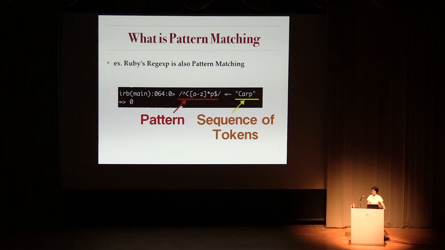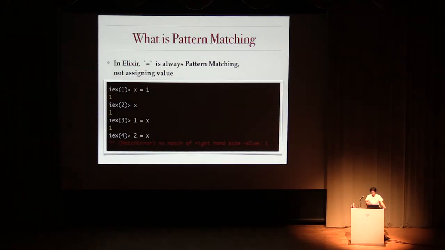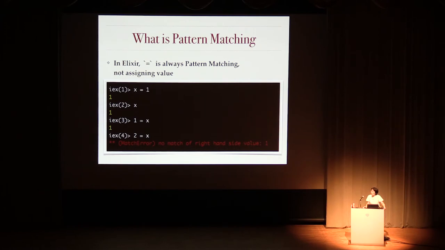And I will introduce Elixir's pattern matching. Elixir is a functional programming language working on the Erlang VM. Elixir's grammar is influenced by Ruby, and it has a very powerful pattern matching system. I love it. In Elixir, equal is always pattern matching, not assigning a value. This is the behavior in IEx. IEx of Elixir is something like IRB of Ruby.